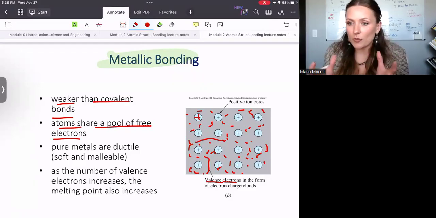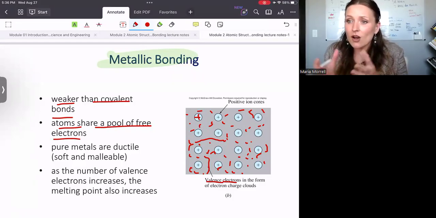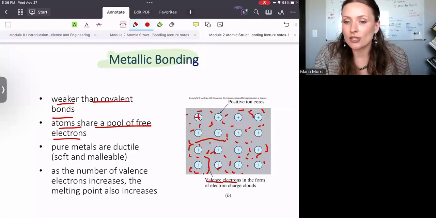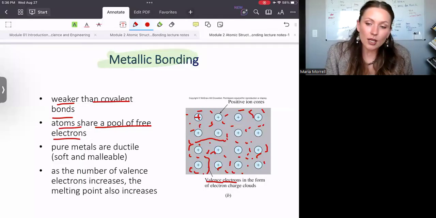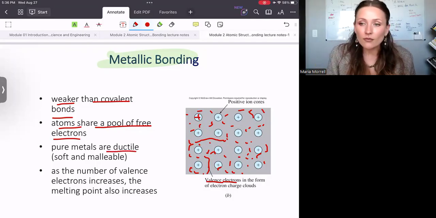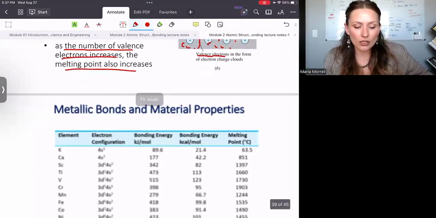This entire operation is accommodated by the electrons, right? And in metals, you have this army of electrons readily available to conduct either electricity or the heat. Now, pure metals are ductile, meaning that they are very soft and malleable. And now, one thing to keep in mind is the number of valence electrons increases, the melting point also increases.